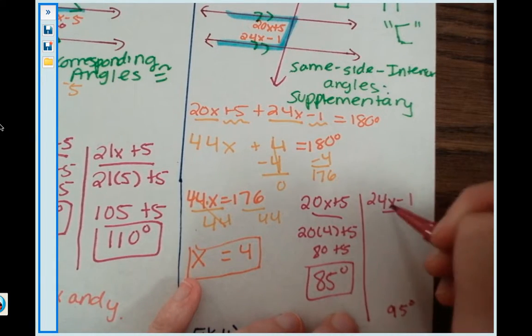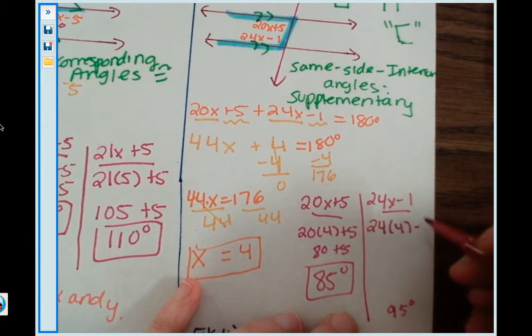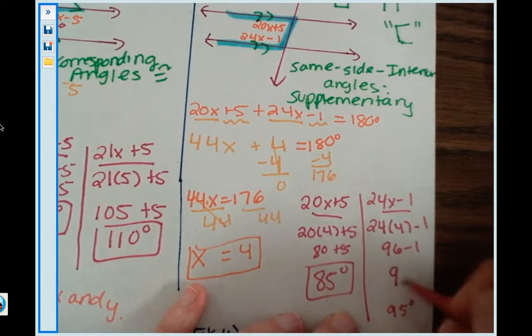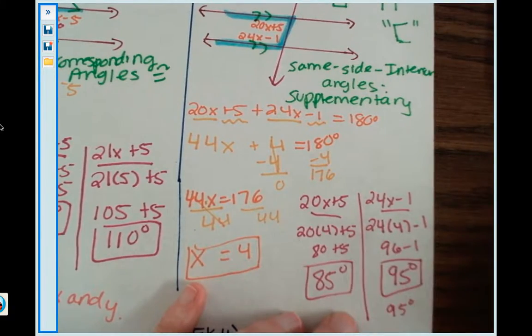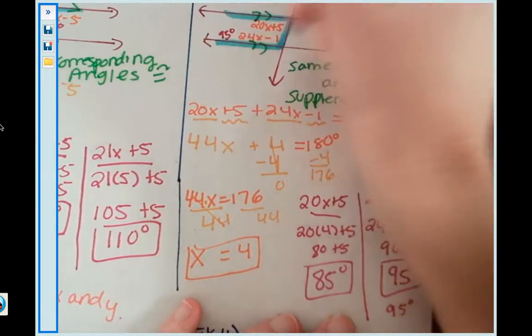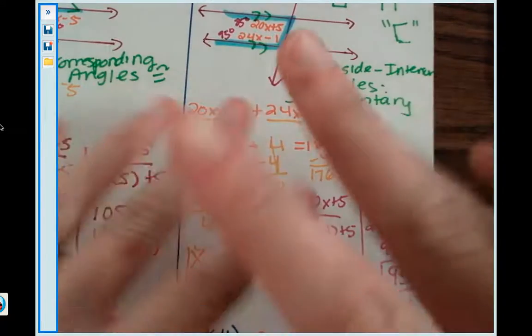Okay, so I'm going to replace my x with the 4. 24 times 4 minus 1. Well, 24 times 4 is 96, and 96 minus 1 gives me 95 degrees. We did it. So this one is 95 degrees, and this one is 85 degrees. Wasn't that magical?